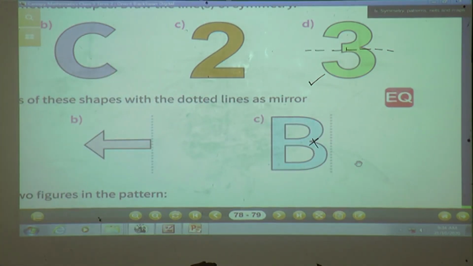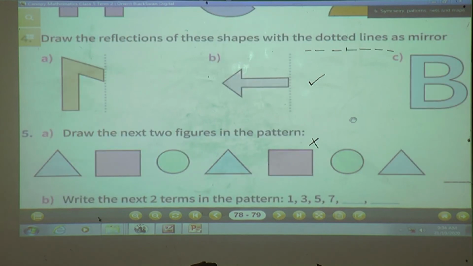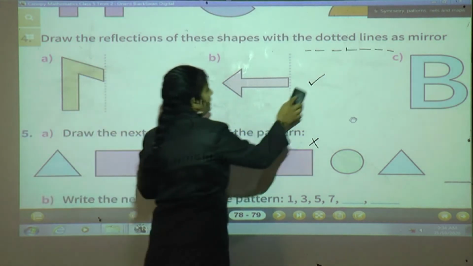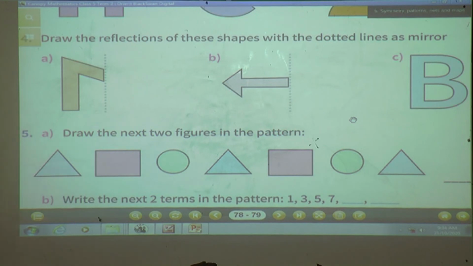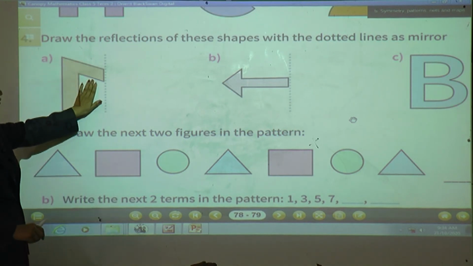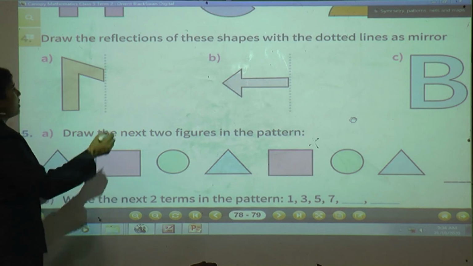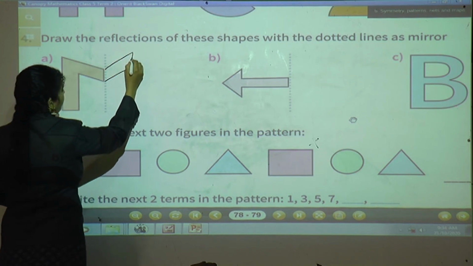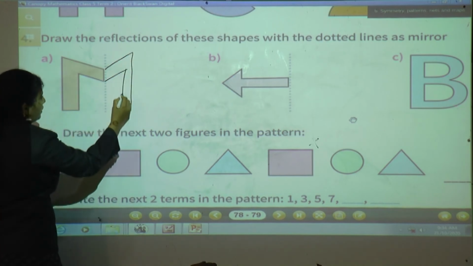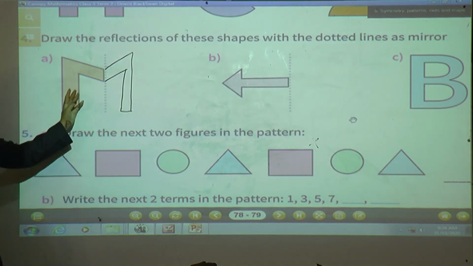Now we will see the fourth question. Here, draw the reflections of these shapes with the dotted lines as a mirror. Now we have to complete the figure. See how. Here they have given us a half figure, or we can say we have to draw the reflection of this figure. So how will we draw? We can draw like this. So we can say this is a reflection of this figure.